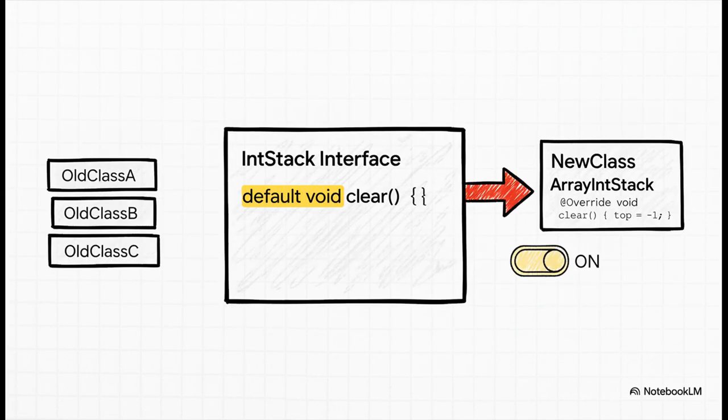A new, modern class like ArrayIntStack can now choose to @override the clear method and provide a real useful implementation. It effectively opts in to the new functionality while all the older classes are completely unaffected. This is backward compatibility at its absolute finest.